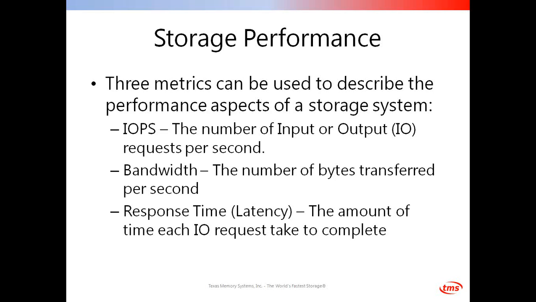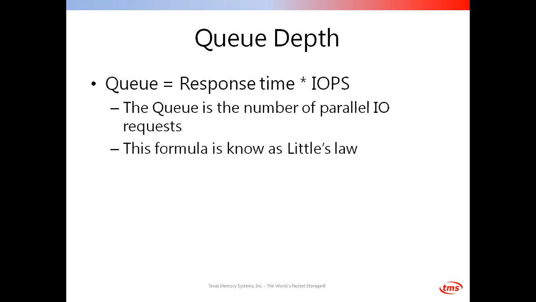And finally, of course, response time, which is the amount of time each I/O request takes to complete. So if you've got 1 million IOPS, but they're all taking 5 to 7 milliseconds, when you get sequential I/O, where they come one right after the other, you really haven't improved your performance.